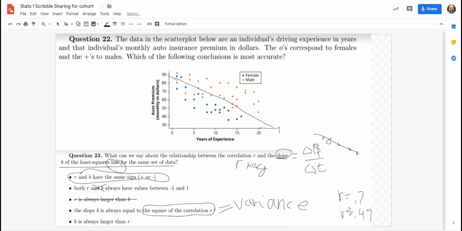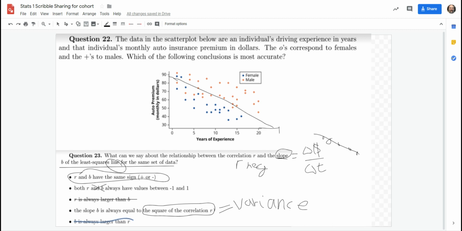Just wanted to divert into that topic because it is close to scatter plots. It's something that one can say when you've got the R value, which comes from a scatter plot. And B is always larger than R is just as nonsensical as R is always larger than B, right? B might be a very, very small number in terms of value, right?